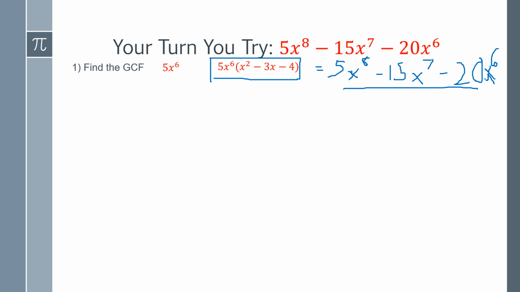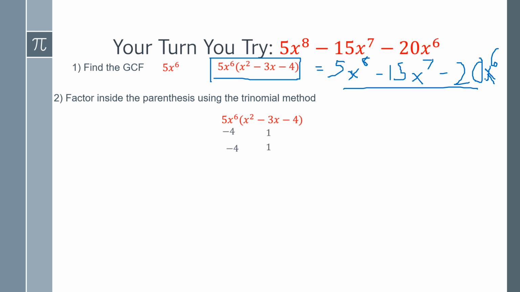All right? So just remember. Let's move on. Now you focus on the inside, and you're trying to factor the inside by using that trinomial method. So you realize that -4 times +1 gives you -4, sorry, when you multiply. But when you add -4 with +1, you get -3.